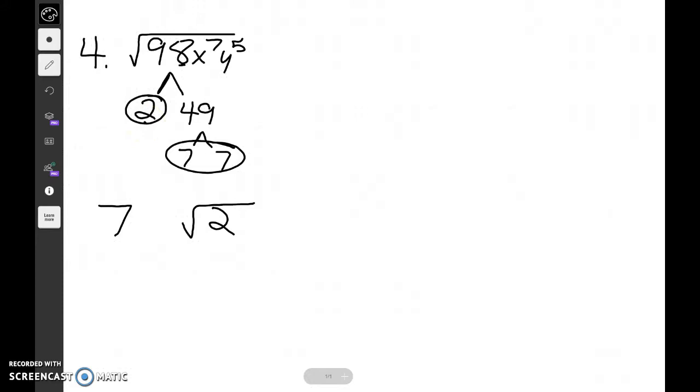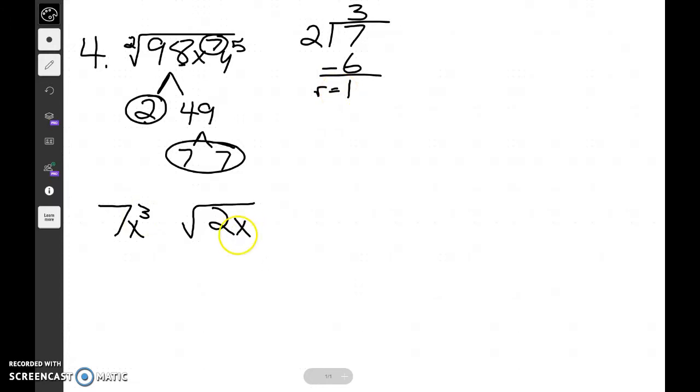Now I'm going to look at my variables. So here, once again, we have an index of 2. So what we want to do is take the exponent and divide it by the index. So this is going to be 7 divided by 2. How many times will 2 go into 7? 3 times. 3 times 2 is 6. So that means we're going to have how many left over? 1. So for x, we're going to write x cubed on the outside, and then since there was a remainder of 1, we're going to write 1 x on the inside. So that's just going to be x to the first power.